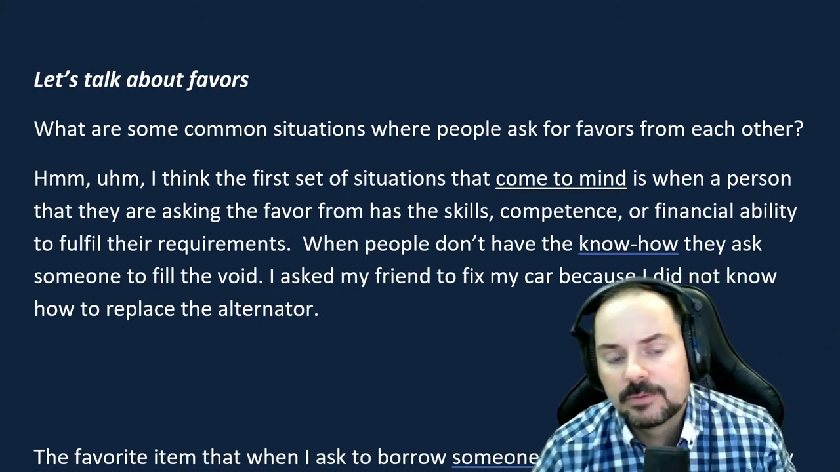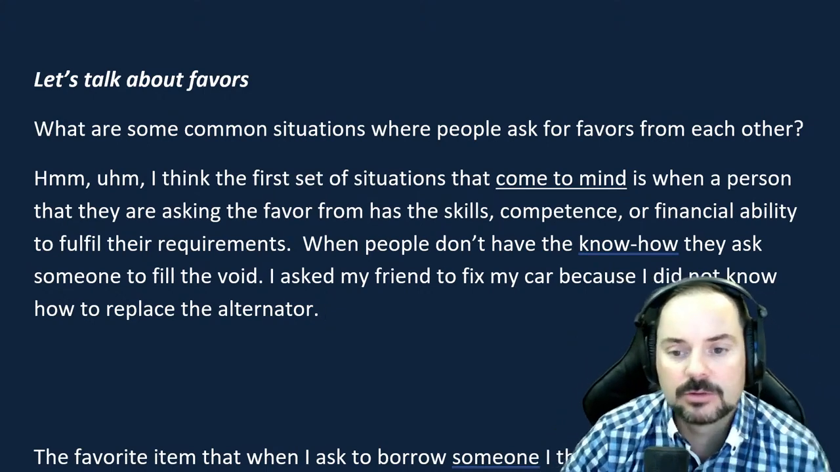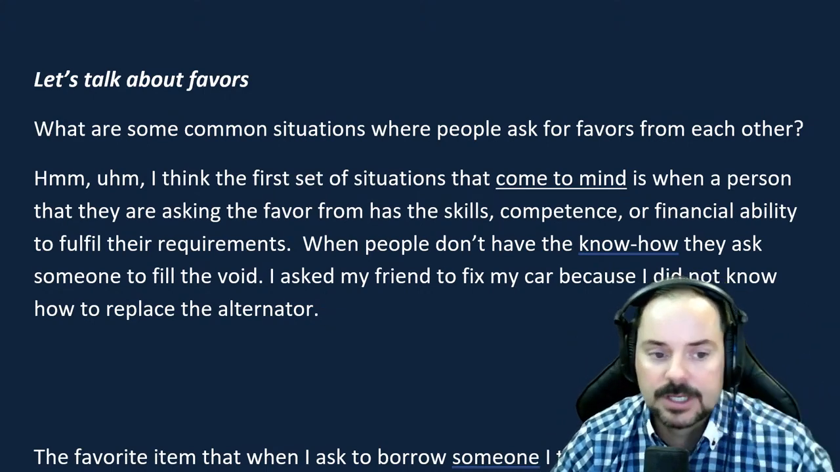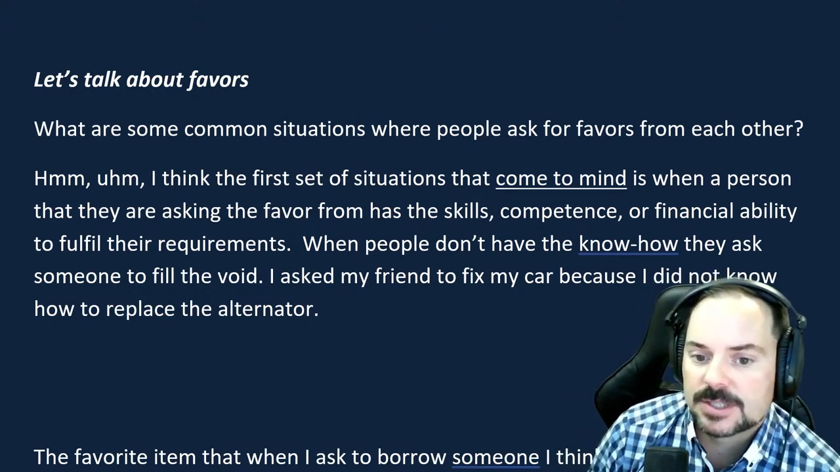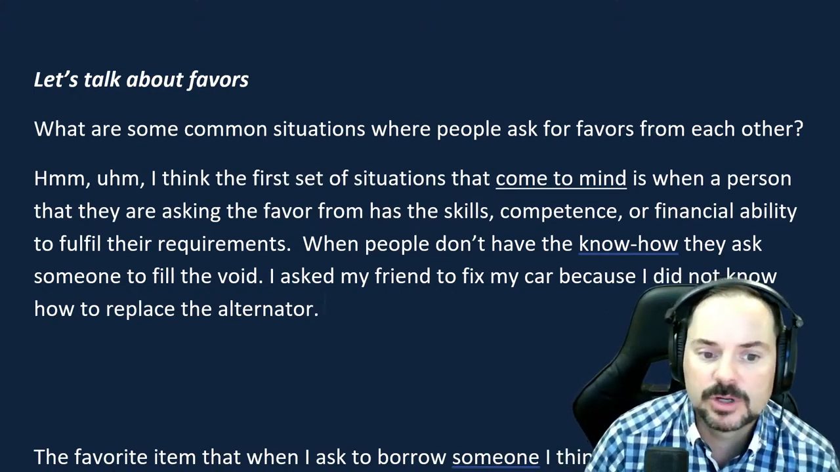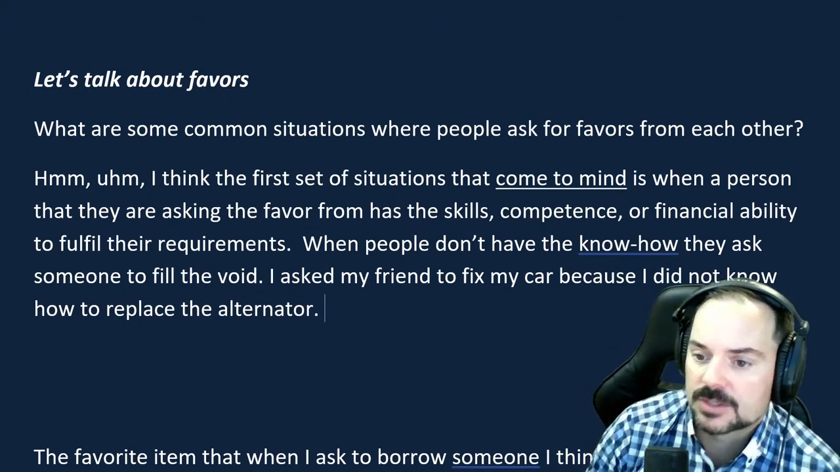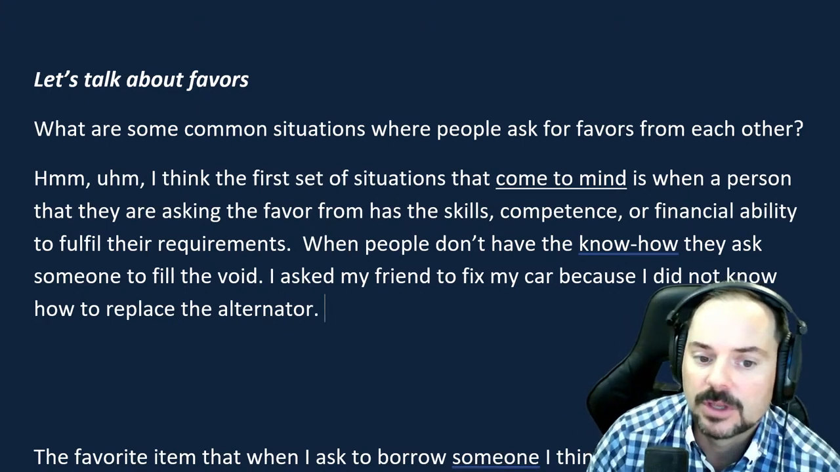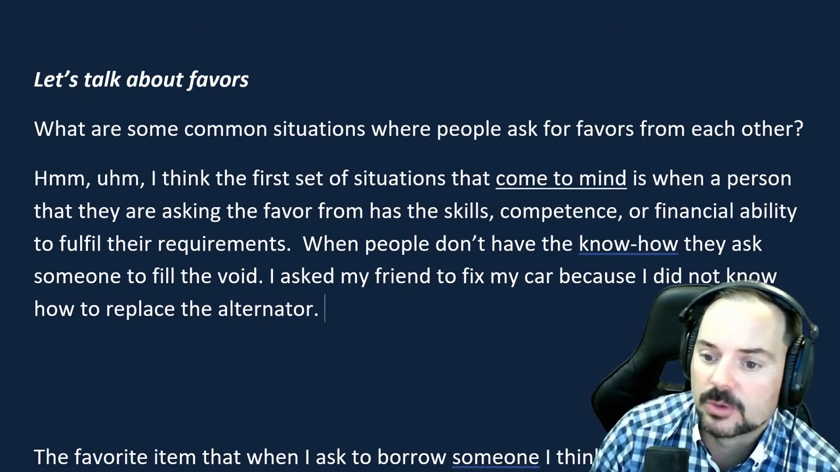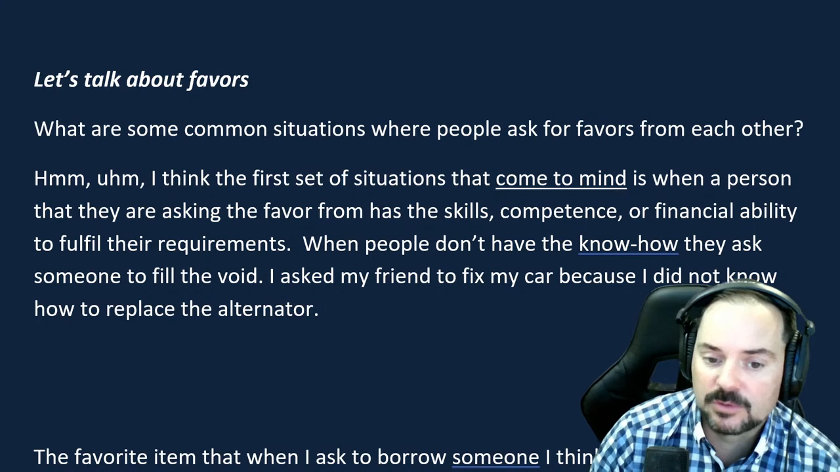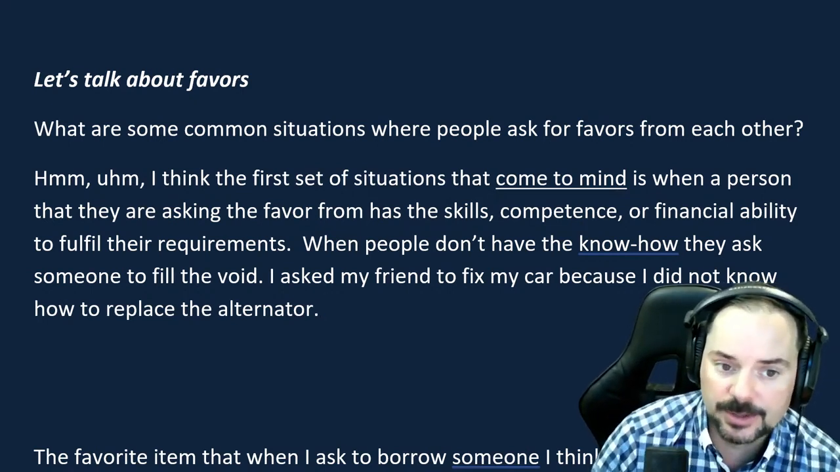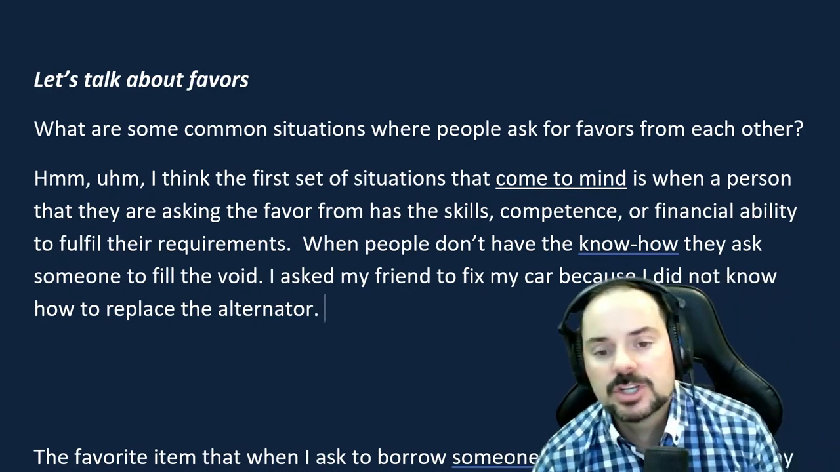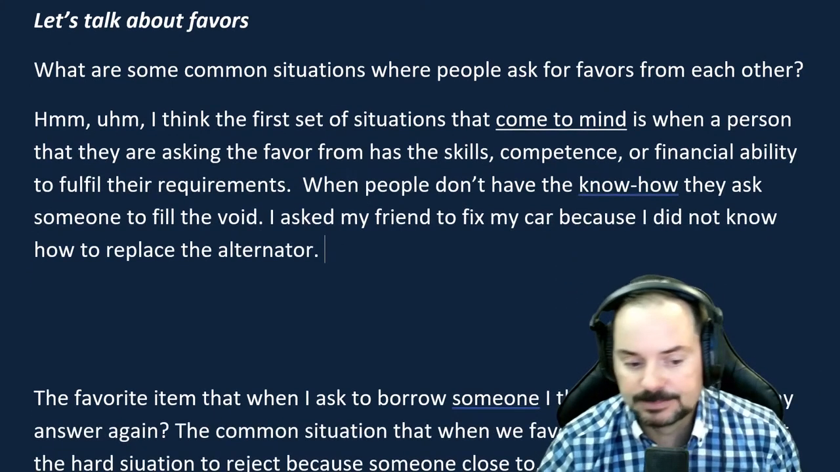Let me just do a little bit of repetition here, so copy after me, and then you'll feel that small but important difference, okay? I think the first set of situations that come to mind is when a person they are asking the favor from has the skills, competence, or financial ability to fulfill the requirements. When people don't have the know-how, they ask someone to fill the void. I asked my friend to fix my car because I did not know how to replace the alternator.